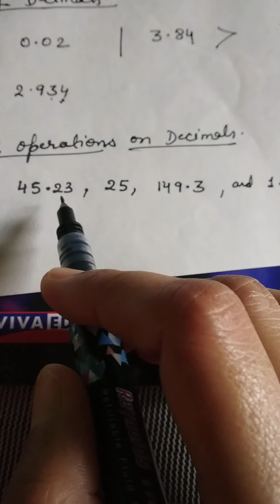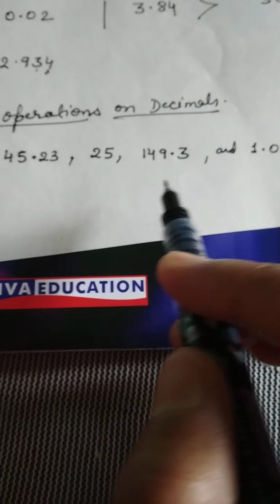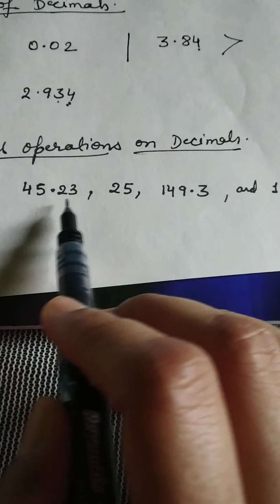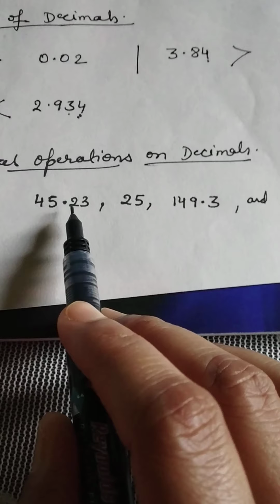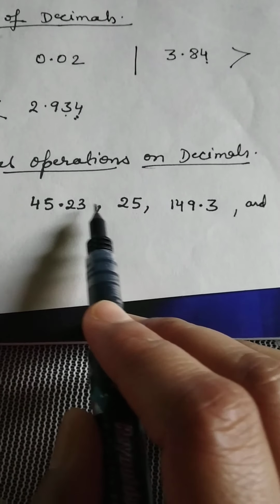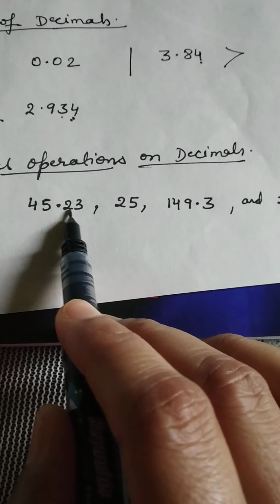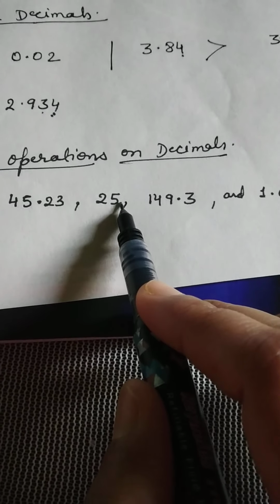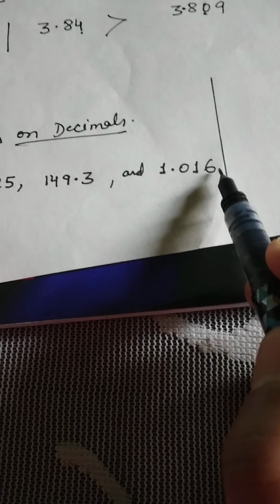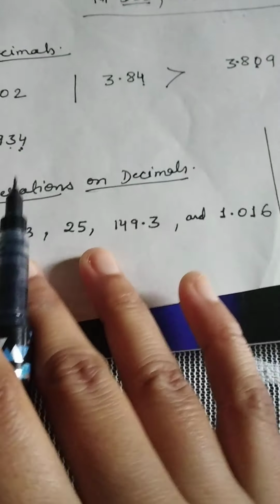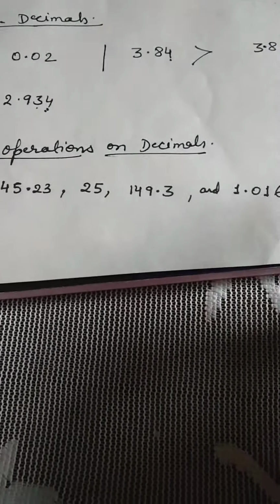To add different decimal numbers, first of all we have to change all these decimal numbers into like decimals. Like decimals means we have to change the decimal part into an equal number of digits. Here the decimal part has 2 digits. Here there is no decimal part. Here the decimal part is 1 digit. Here the decimal part has 3 digits. Okay. So the first work is to change all the decimal numbers into like decimals.